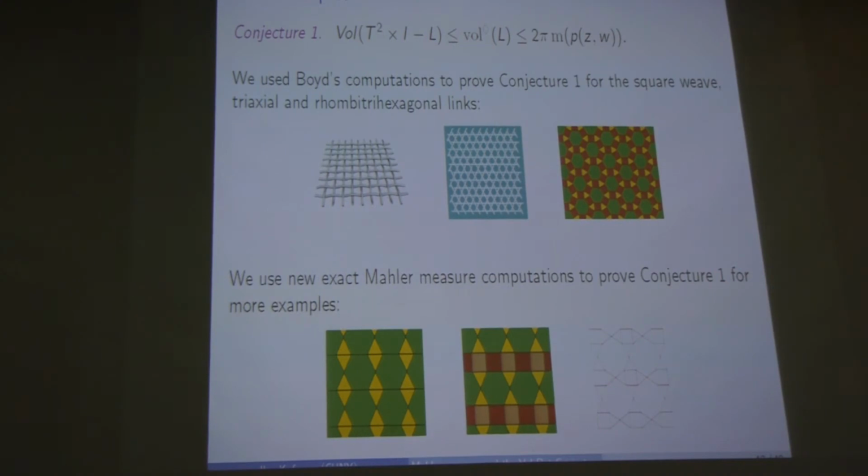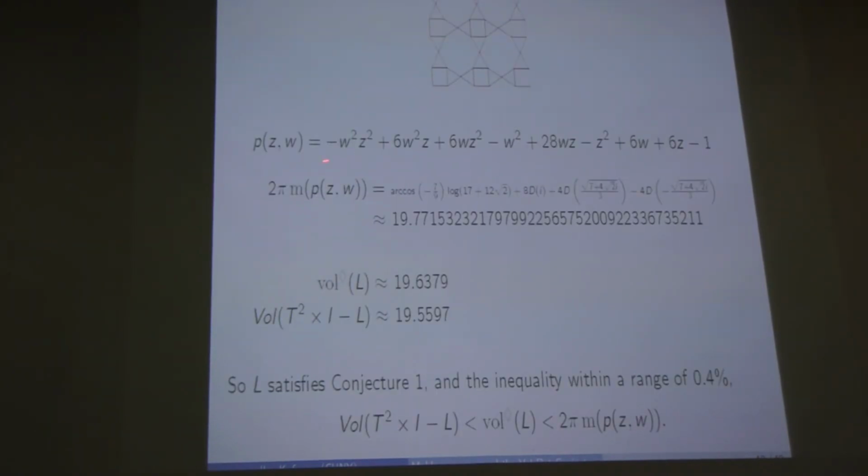And then we used other exact Mahler measure computations, basically the same idea with more complicated polynomials, more complicated steps, but the same basic concept with the volume form, to prove it for three other examples. Let me show you this last one. Here, this is the characteristic polynomial for the dimer model on this link.